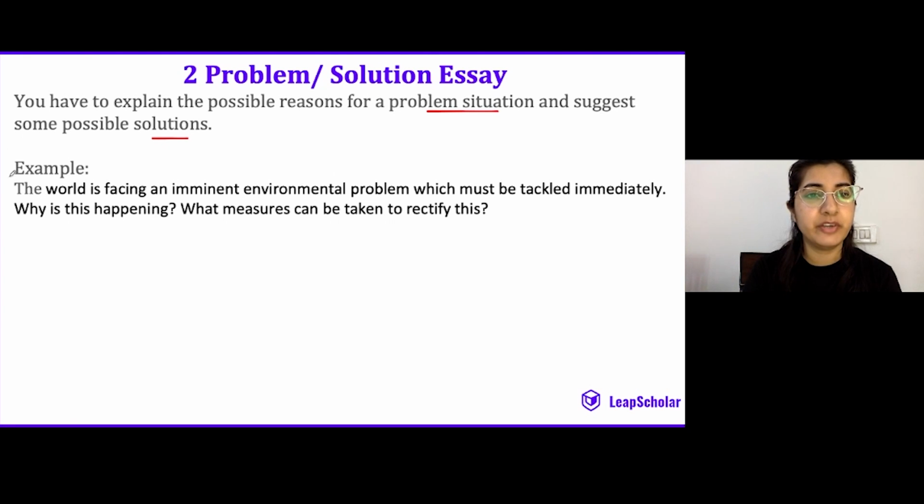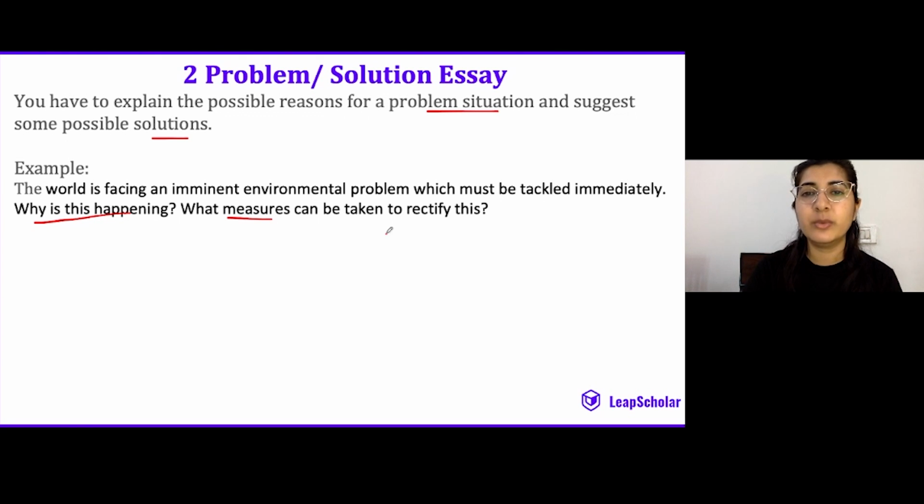Let's see the example here. The world is facing an imminent environmental problem which must be tackled immediately. That is the problematic situation which is given to you. And then it asks you, why is this happening? So what does it mean? Very simple. It's asking you, what are the reasons for this problem? What are the causes? What factors are leading to this? And the second question asks you, what measures can be taken to rectify this? Which means, what can people do? What solutions, suggestions can you recommend?